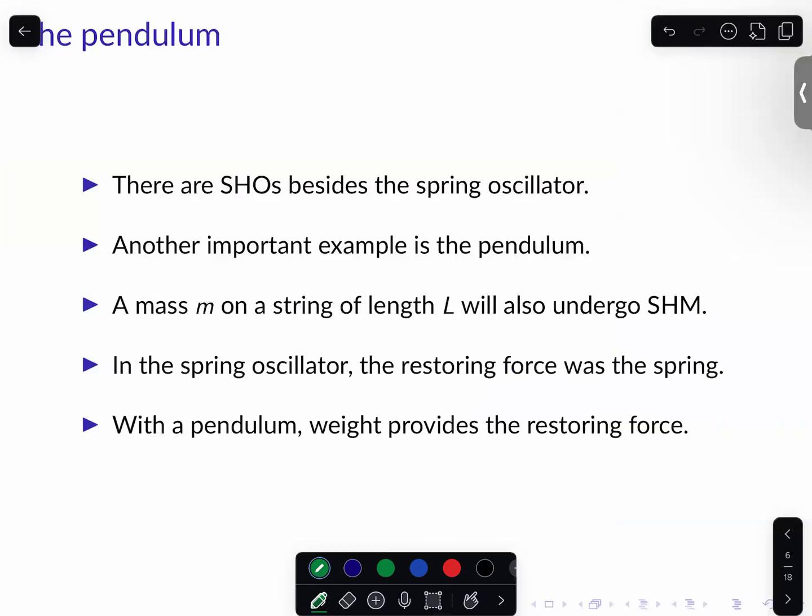Okay, so I've said most of this. There are simple harmonic oscillators other than just a spring oscillator. Another important example is the pendulum oscillator. I will describe this as a mass m on a length L string, oscillating back and forth. Now I want to make a point here. What is true about the restoring force? What form of a formula do you have to have for a restoring force to have a simple harmonic motion?